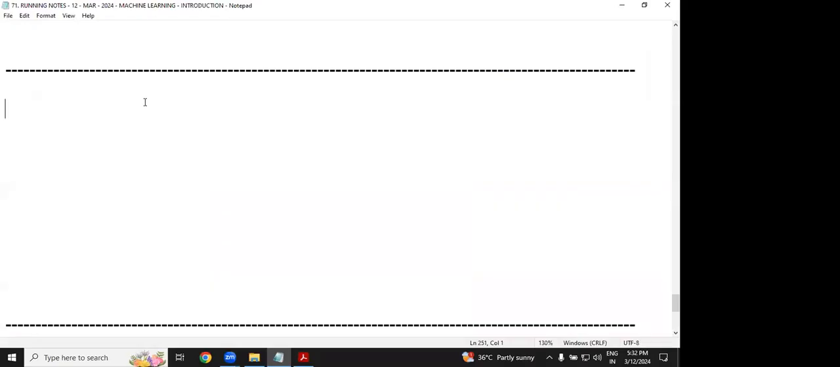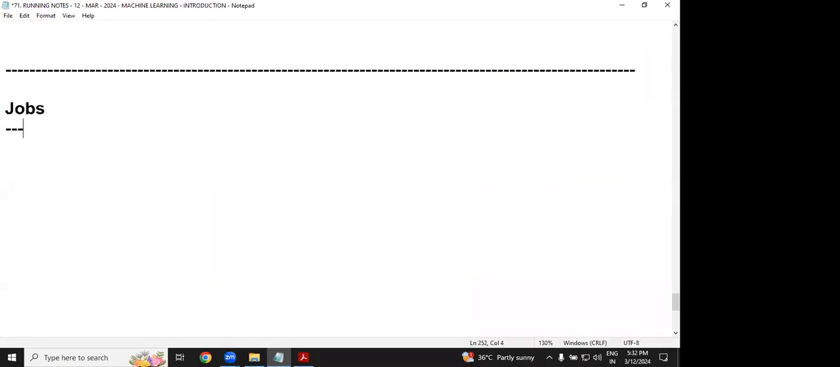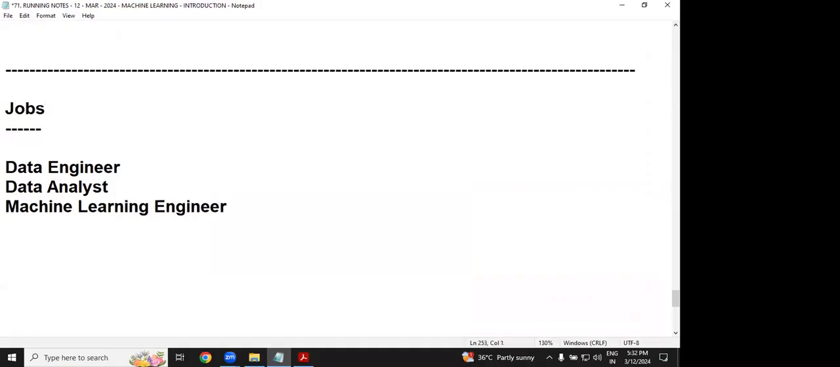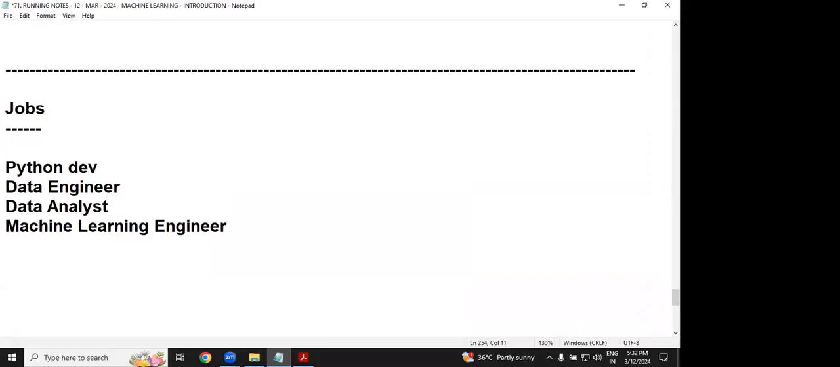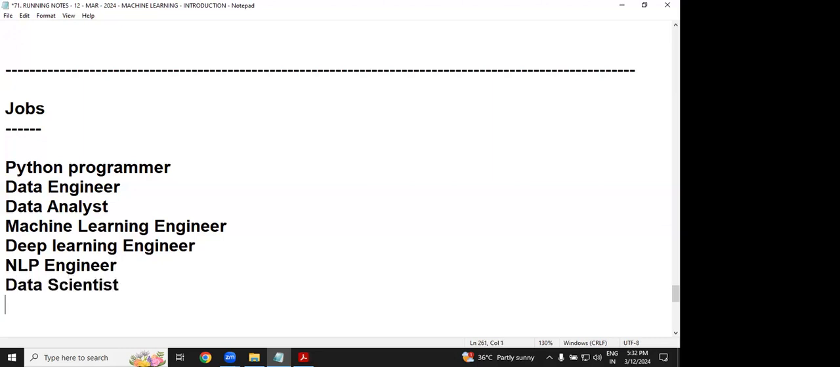Let me tell you, once we finish this course, what are all the jobs you can apply for? Data engineer you can apply. Data analyst you can apply. So ensure that you know machine learning. Machine learning engineer you can apply. Next one, Python developer you can apply, or else Python programmer. Deep learning engineer you can apply. NLP engineer you can apply. Next one, data scientist you can apply. AI engineer. Now let me tell you what you can apply for and what you should not.